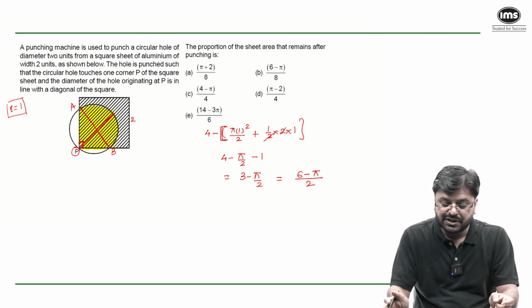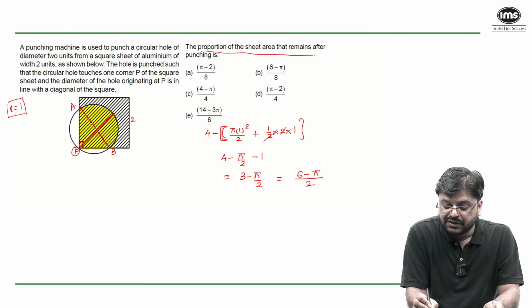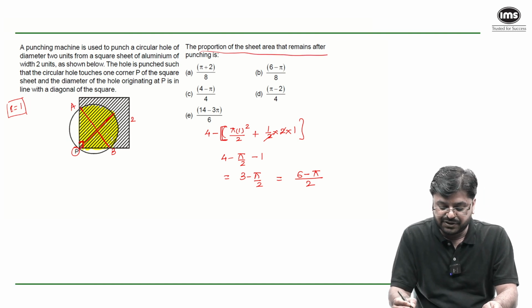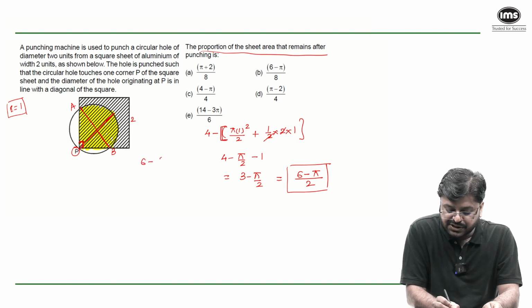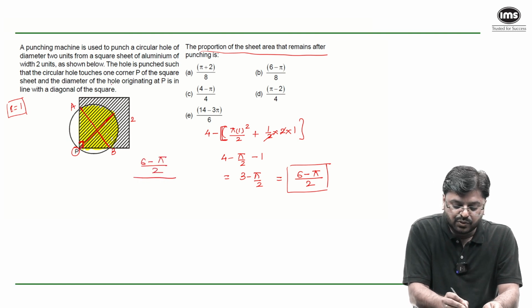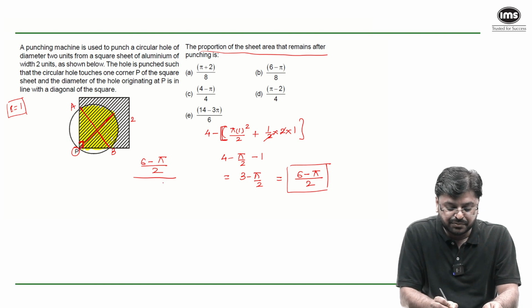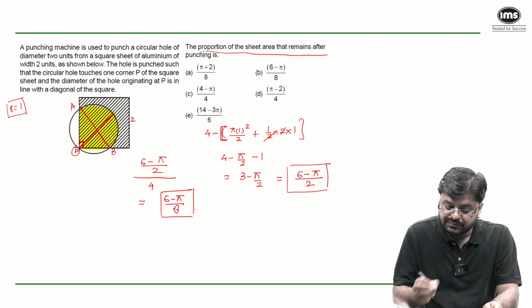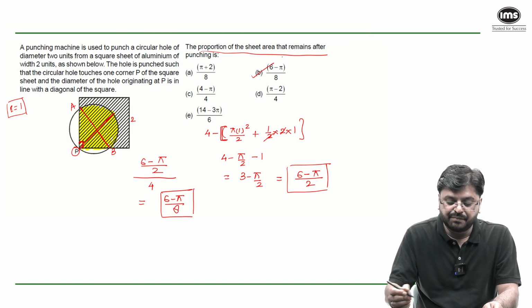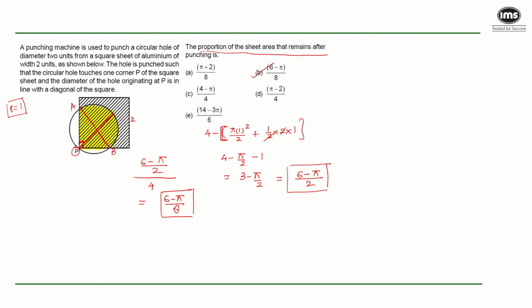But the question asks for the proportion of the sheet that remains after punching. So this (6 minus pi) by 2 over the total area of the square sheet, that is 4, will be (6 minus pi) by 8. So option B here is the right answer.